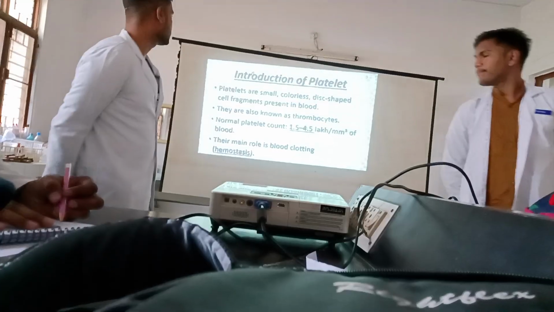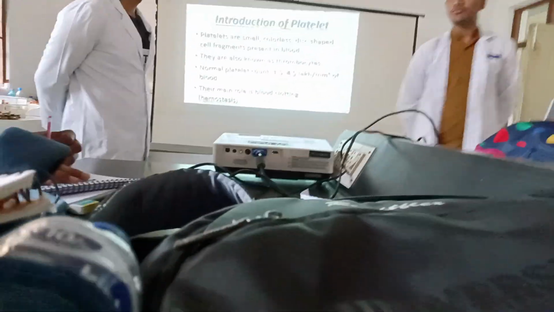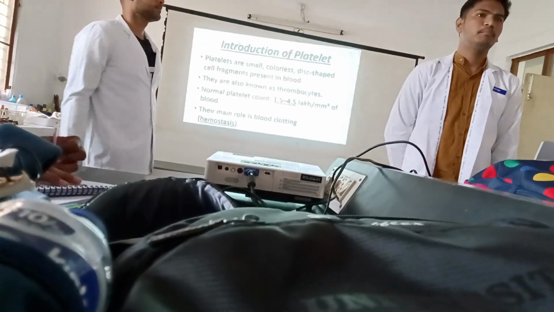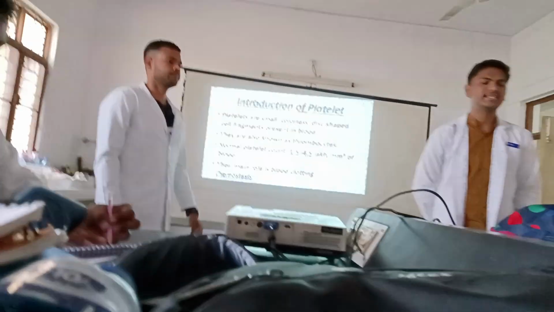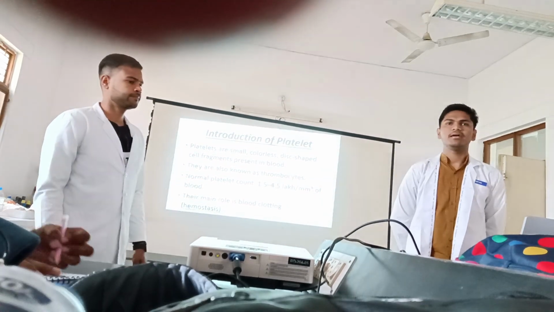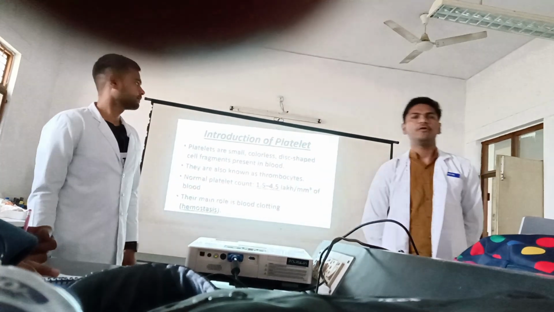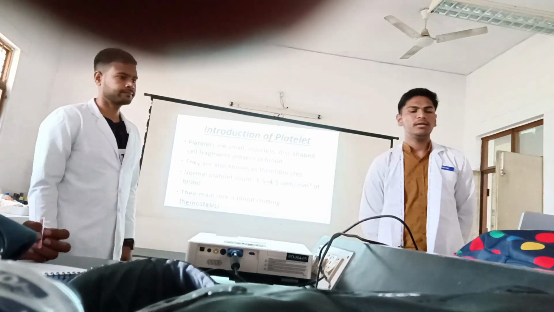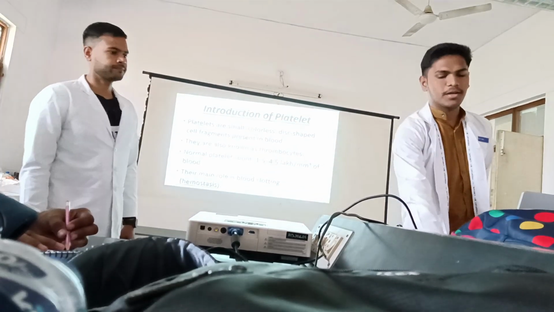Now on the topic, introduction of platelet. First of all, I would like to tell you what platelets are. Platelets are small colorless disc-shaped cell fragments present in blood. They are also known as thrombocytes. They are about 1.5 to 4.5 lakh per mm cube of blood. Their main role is blood clotting.